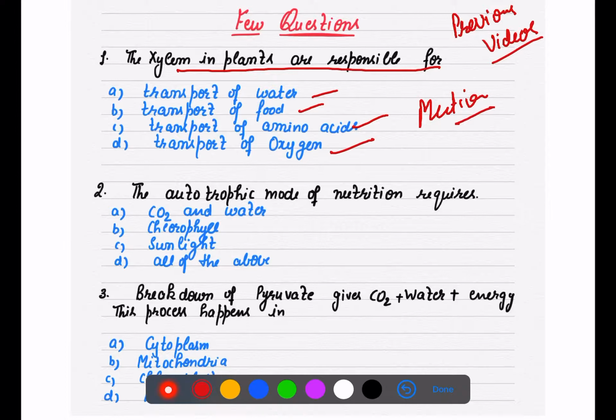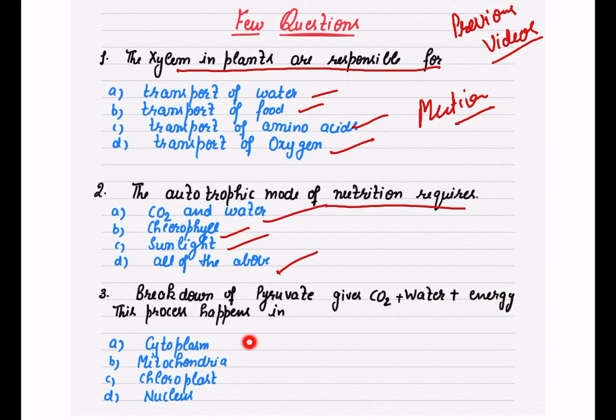Now the autotrophic mode of nutrition requires what? CO2 and water, chlorophyll, sunlight, or all of the above. These are very easy answers, so you can easily answer them. Then, breakdown of pyruvate gives carbon dioxide, water and energy, and this process happens in cytoplasm, mitochondria, chloroplast, या फिर nucleus.